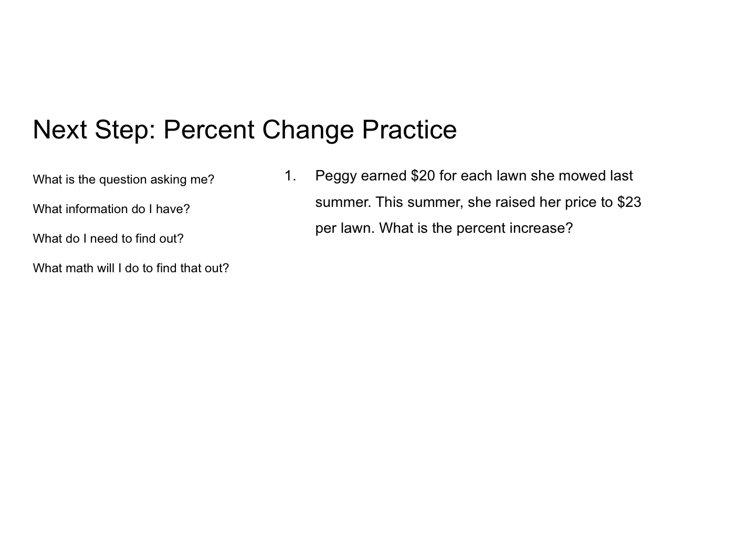Your next step is to do your percent change practice. I will help you get started with this one. If you want to be done watching now and just go on to the practice yourself, you can as well. So this says, Peggy earned $20 for each lawn she mowed last summer. This summer, she raised her price to $23 per lawn. What is the percent increase? So I know my original amount was $20. Original is 20. Okay, the new is 23.